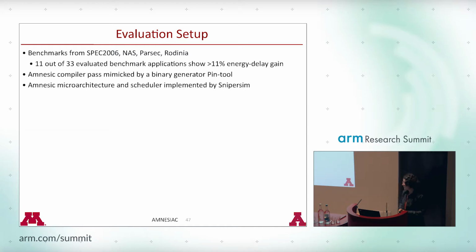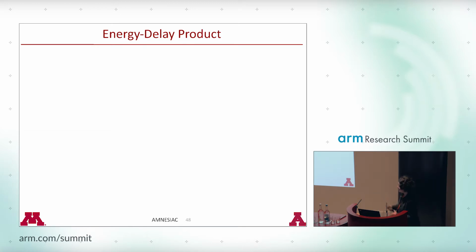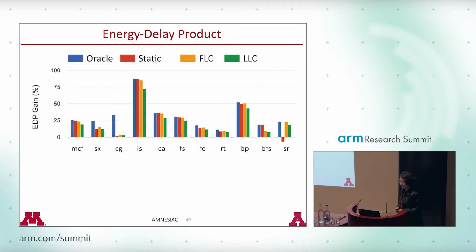We mimicked the Amnesic Compiler pass by a binary generator Pin tool, and we implemented both the microarchitecture and scheduler using a microarchitectural simulator, namely Sniper Sim. Let us first take a look at the energy delay product. On the y-axis, we have the EDP normalized to the EDP of classic execution, which excludes recomputation. For each benchmark on the x-axis, we have the corresponding profile under 4 different policies.